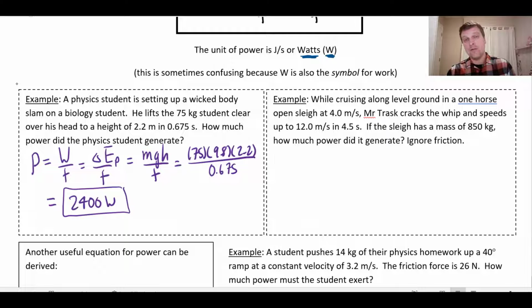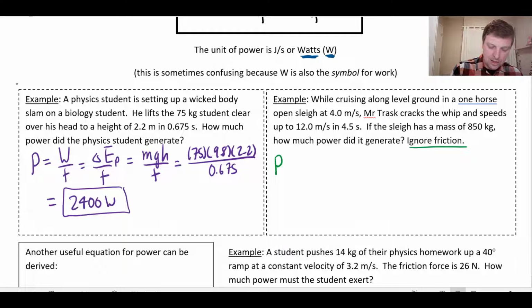Okay, so another example here. While cruising along level ground in a one-horse open sleigh at 4 meters per second, Mr. Trask cracks the whip and speeds up to 12 meters per second in 4.5 seconds. The sleigh has a mass of 850 kilograms. How much power did the horse, I guess, generate in this case? And note that we're going to ignore friction.